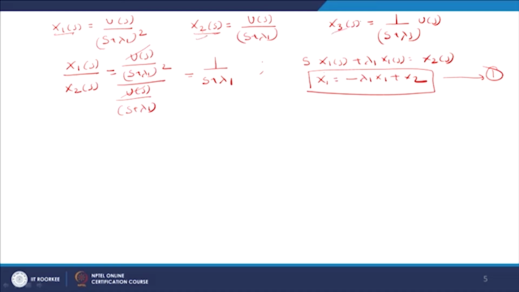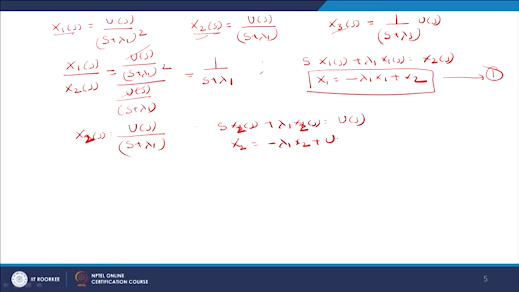Now x2 of s is simple. We have taken x2 of s equal to u of s by s plus lambda 1. So we cross multiply it: s x2 of s plus lambda 1 into x2 of s equals u of s. So with the inverse Laplace, we will get x2 dot equals minus lambda 1 into x2 plus u. So the second equation we have got, and this is equation number 2.